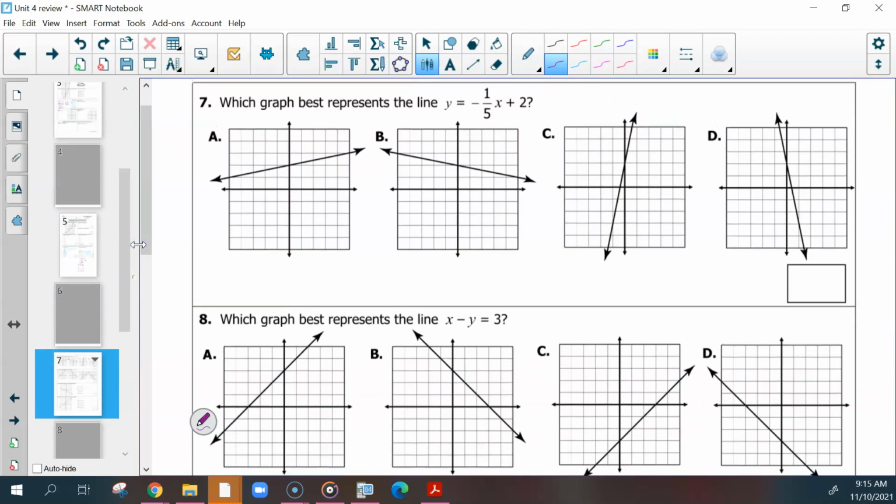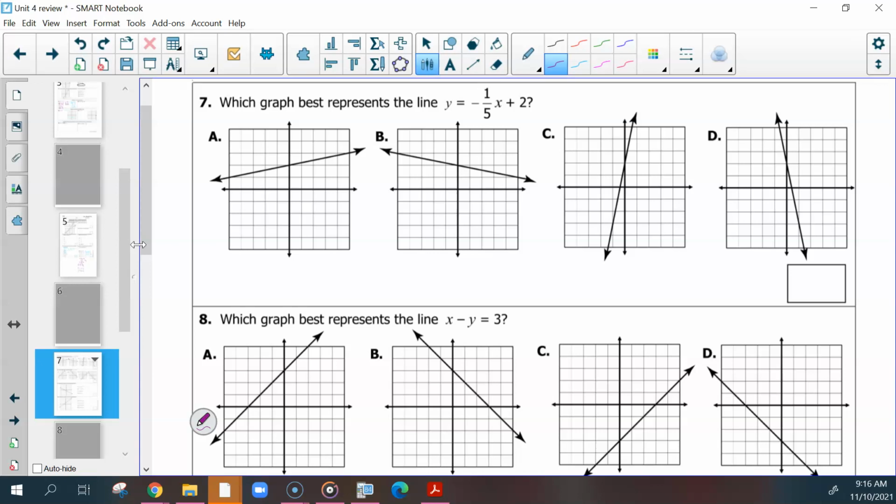On the next page, we're going to do 7 and 8. So this is kind of like the opposite of what we were just doing. Because before we were given a graph and had to match the equation. Now we're given an equation and have to match the graph. So for 7, it's asking which graph best represents this line, negative 1/5 x plus 2.